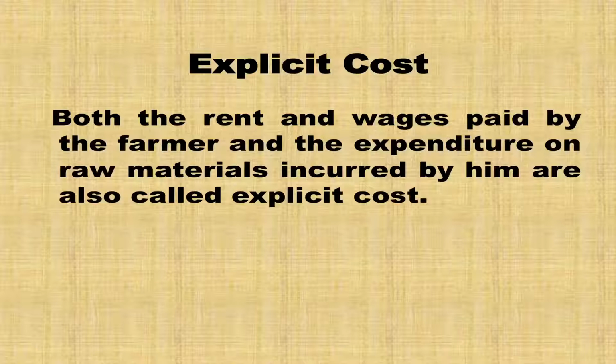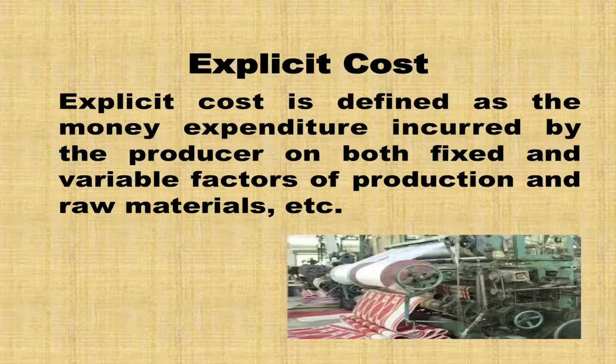Let us now understand explicit cost. Both the rent and wages paid by the farmer and the expenditure on raw materials incurred by him are all explicit costs. Explicit cost is defined as the money expenditure incurred by the producer on both fixed and variable factors of production and raw materials, etc. These are calculated and recorded separately and are direct payments. Bills, money receipts or vouchers etc. exist with respect to such expenditure by the producer.